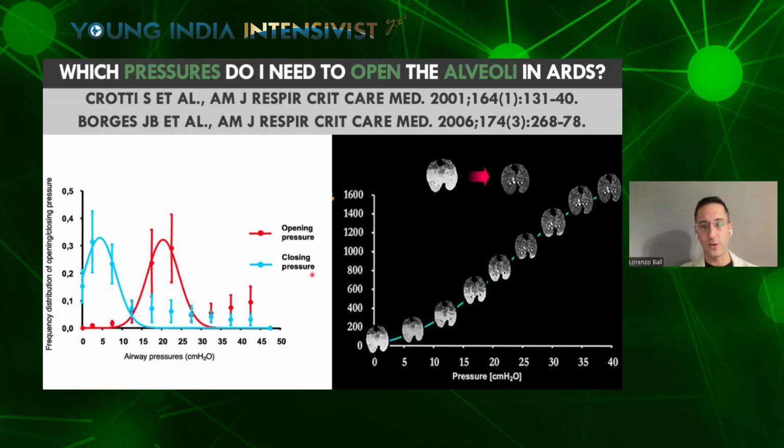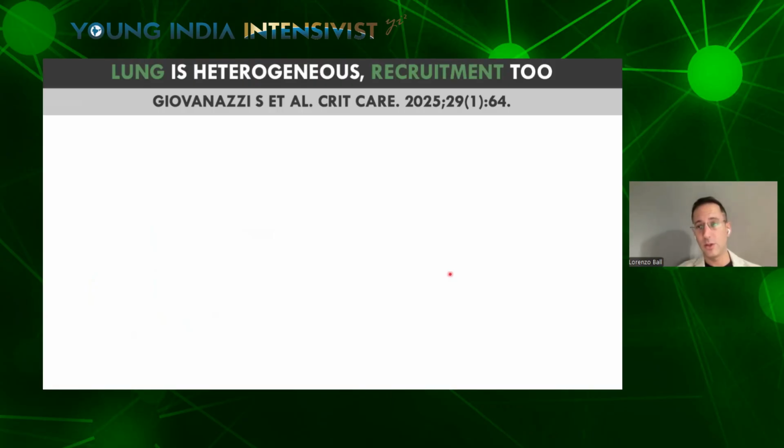is the closing pressure. So I inflate the lung, I do, for example, a recruitment maneuver, then I go back and I decrease my pressure. The pressure I need to keep inside the alveoli to keep them open is much lower than the pressure necessary to open them. This is due to several mechanisms.